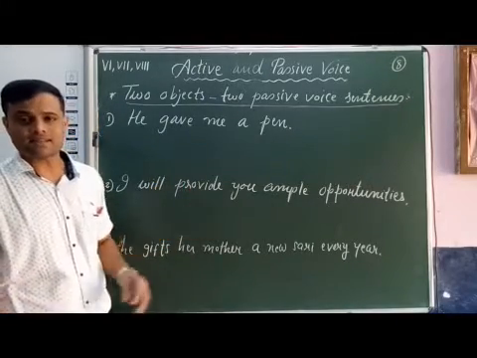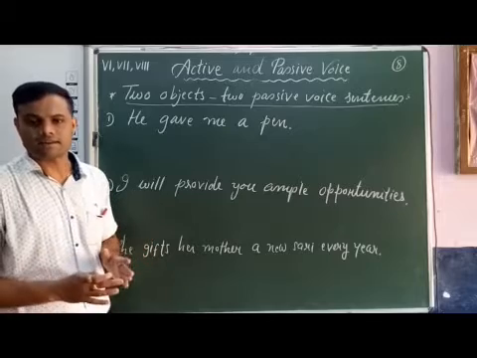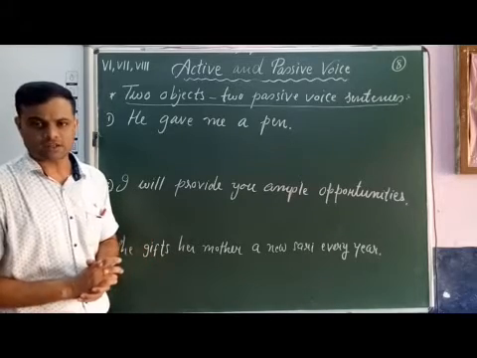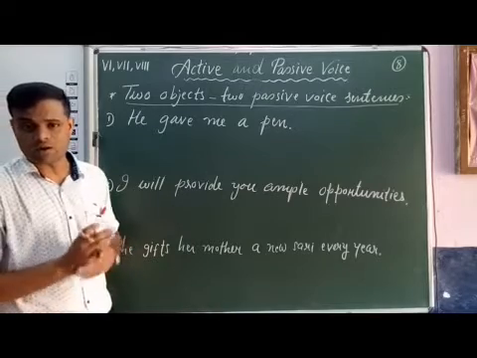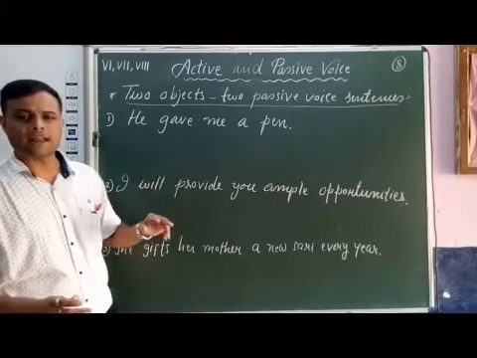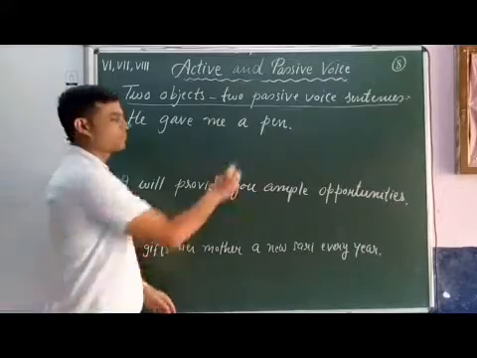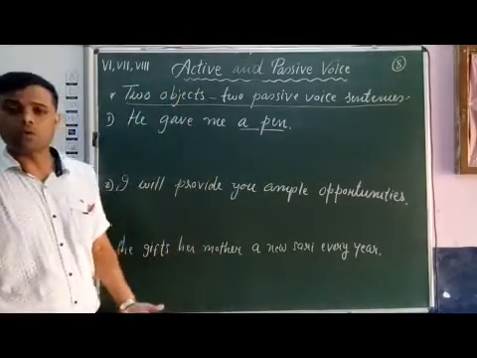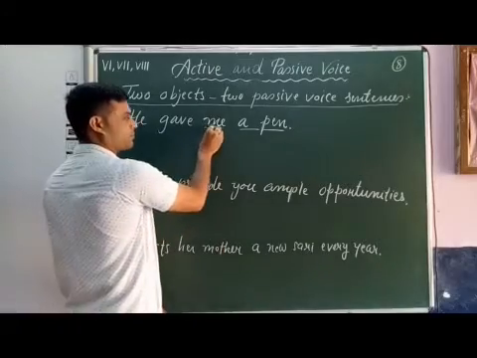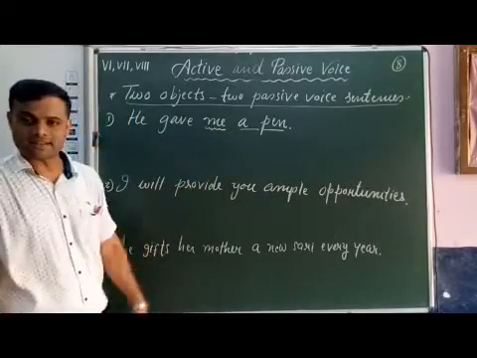Here I have written three sentences. In three sentences there are two objects, direct object and indirect object. See whether both the objects are there or not. He gave me a pen. He gave what? A pen. He gave whom? Me. So two objects are there.